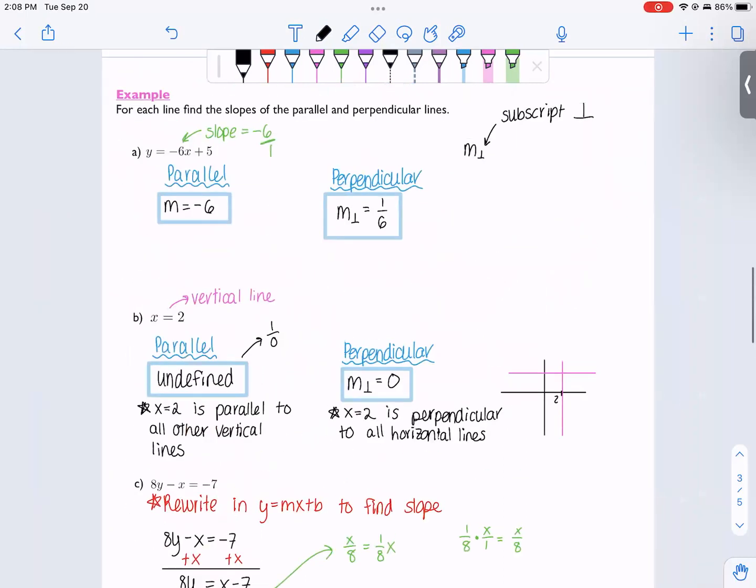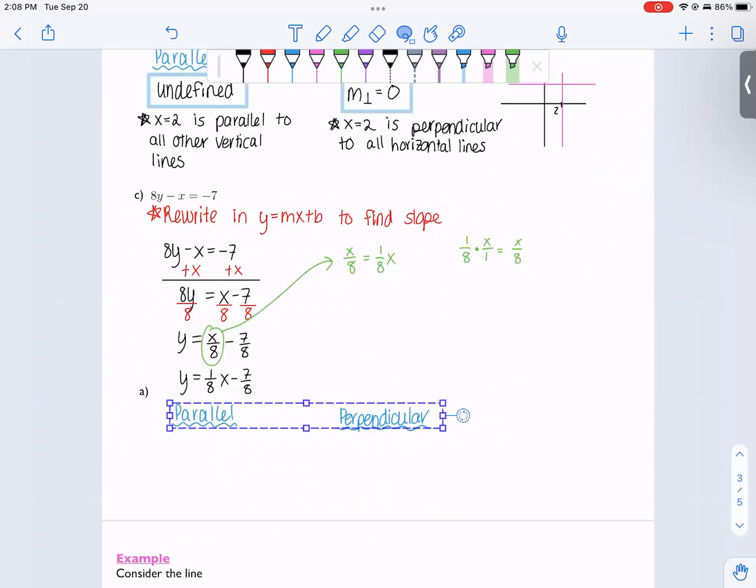So our parallel line is going to have the same slope as this line. It's going to have slope 1/8. And our perpendicular line will have the opposite reciprocal slope. So the opposite reciprocal will be negative, and then it will be 8 divided by 1 instead of 1 divided by 8, which is just negative 8.